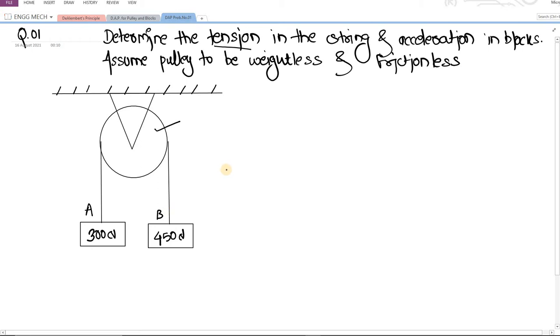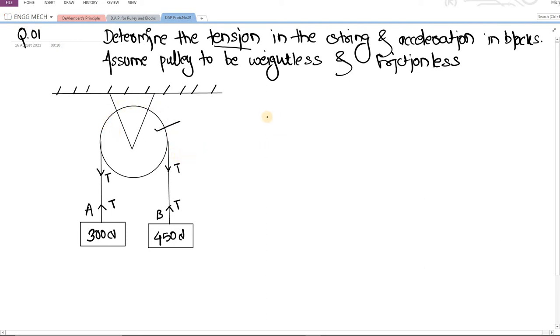Now what we have to calculate? Tension in the string and accelerations in the block. See, we can denote on the diagram itself that this will be the value of tension, T. Okay. As we have previously discussed, the tension value will be common throughout the string because it is the one and common string which is attached with these two blocks and which is passing over this frictionless and weightless pulley.